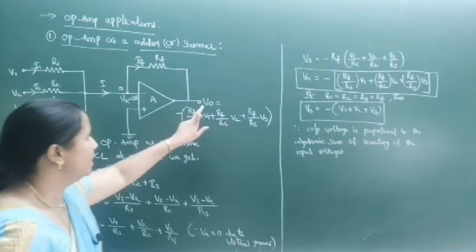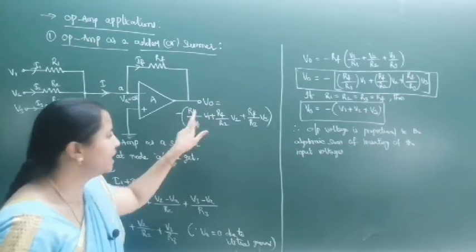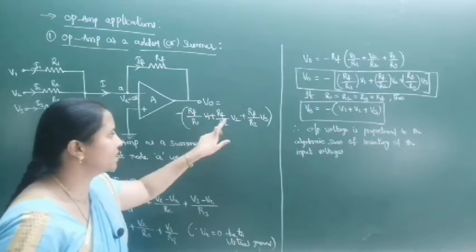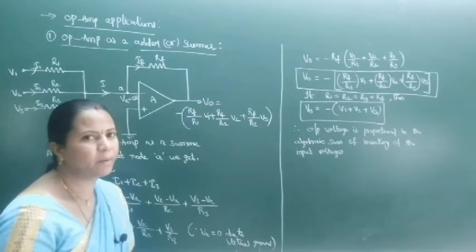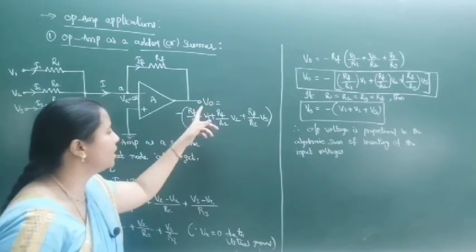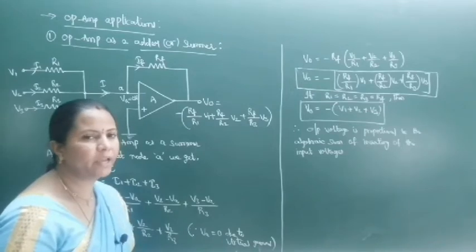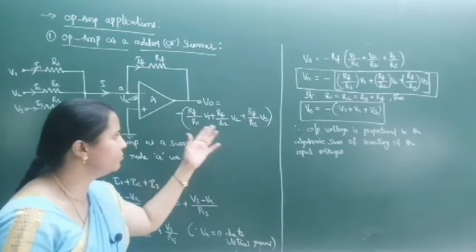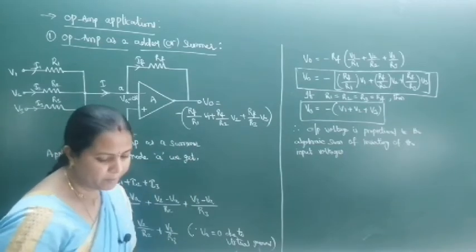Here the output voltage is equal to the negative of the algebraic sum of the input signals. That's why we named it a summing amplifier. The output voltage is equal to the negative of the algebraic sum of the input voltages V1, V2 and V3.